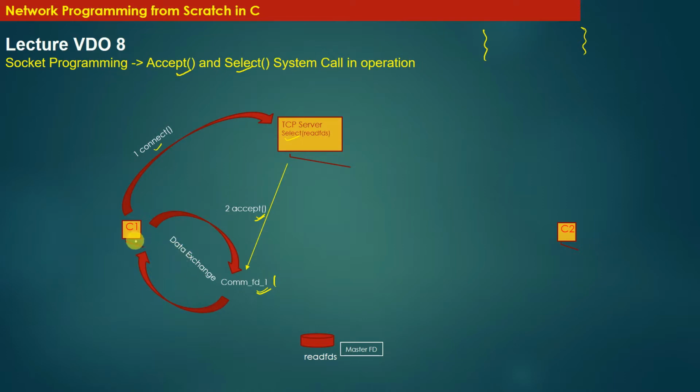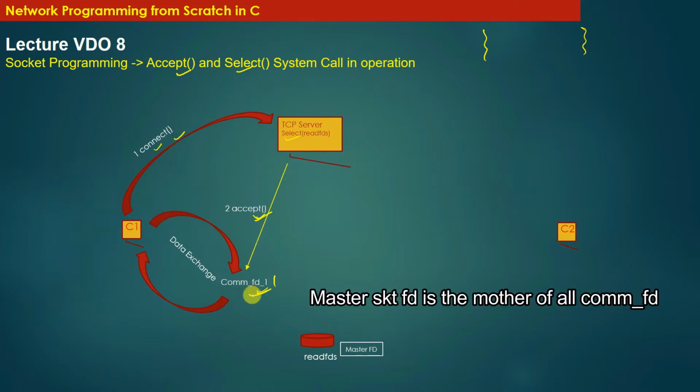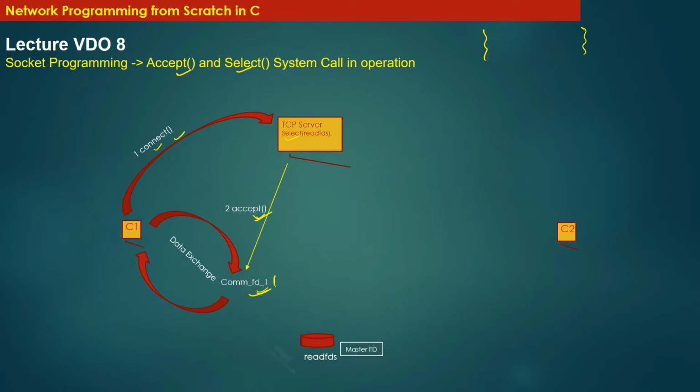So you can see that the data exchange between the client and the server is happening using the communication file descriptor, which is the return value of the accept system call. Master socket was used only to detect new connection. Now once the communication file descriptor is created, it is also added to the read-FDS set. So in the read-FDS set, now there are two file descriptors, the master socket file descriptor and the communication file descriptor. The purpose of the communication file descriptor is the data exchange between the server and the existing client, whereas the purpose of the master socket file descriptor is to detect new client connection requests from new clients.